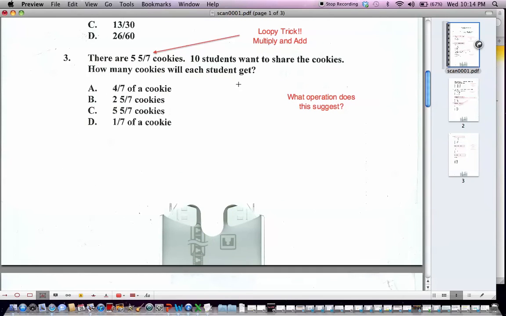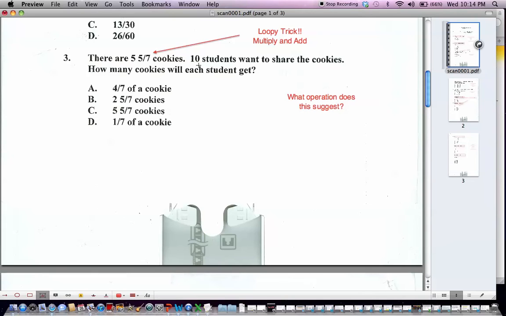Number three. There are 5 and 5/7 cookies. This is a mixed number. 10 students want to share the cookies. How many cookies will each student get? Loopy trick, multiply and add. When you have to do this math, this is a mixed number. We want to change to a proper fraction. Do the loopy trick, multiply and add.